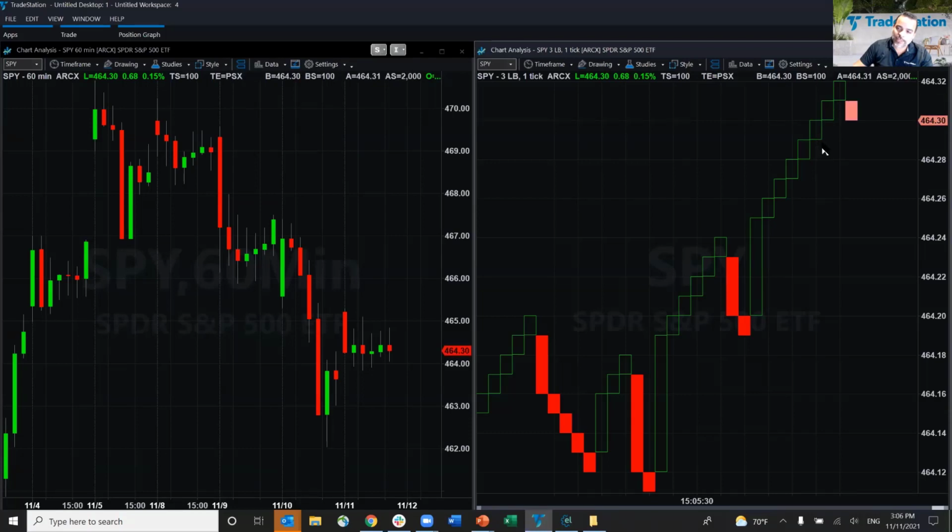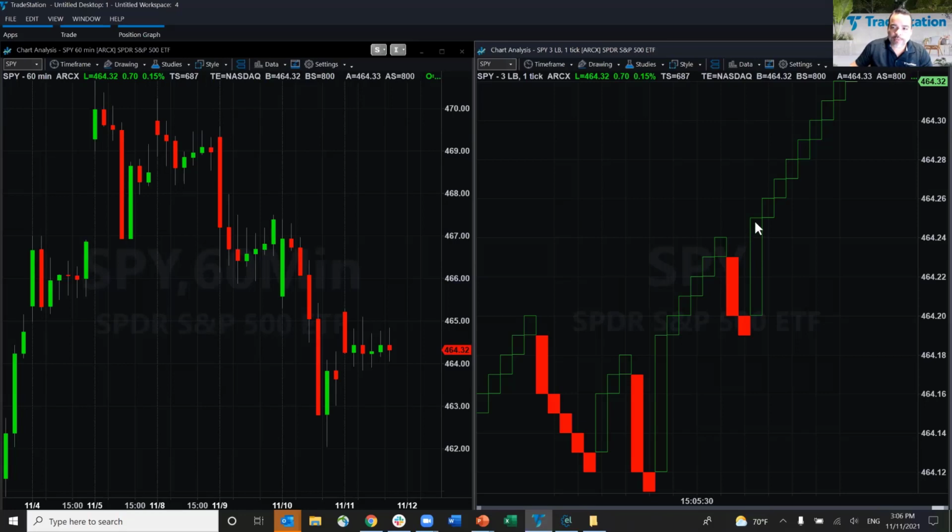1, 2, 3. It has to go lower than this one to be fixed. And if it doesn't do it, if it goes up, it'll just continue to add green ones. But that's the whole way that this chart builds. It just looks at the prior 3, if you set it to 3, of course, and it'll wait for the price to break those prior 3.